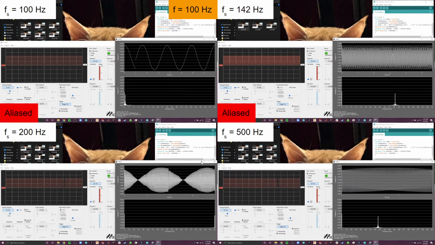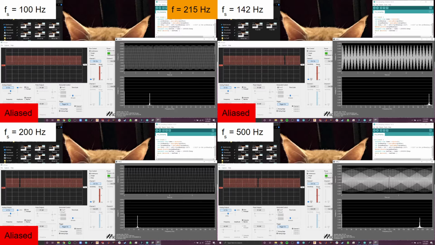With a 100 hertz input, we have aliasing on the 100 hertz. You have like half a hertz as the reading, which is not 100 hertz. Same thing with 142 hertz. We get a reading around 42, which is, again, not expected. With 200 hertz, we get a reading at like 99, which is close enough. And same thing with 500 hertz, we get a peak at 100, which is what we would have expected.